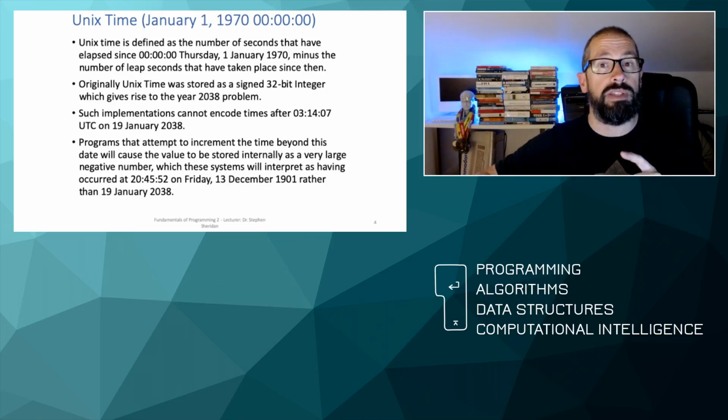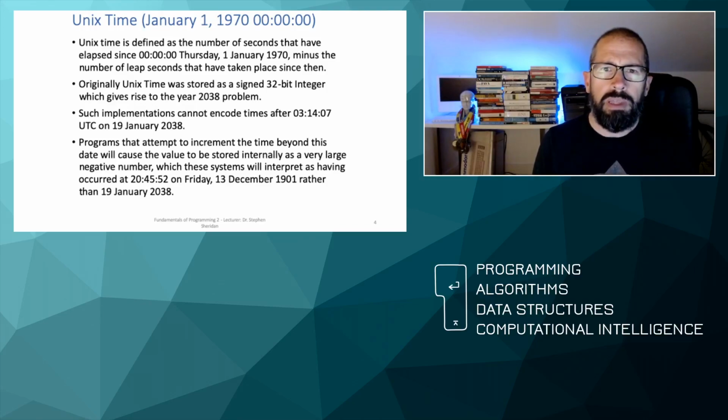32-bit signed number is that it will rotate around. It will reach the maximum number that it can store, and then it will wrap around to a negative number. And that negative number represents Friday the 13th, December 1901, rather than the date that we want it to represent. So that is known famously as the year 2038 problem.